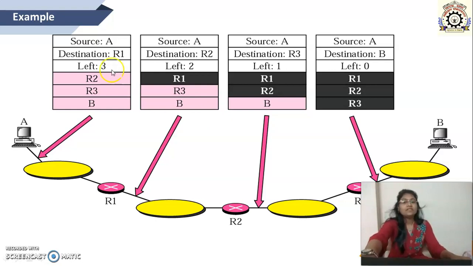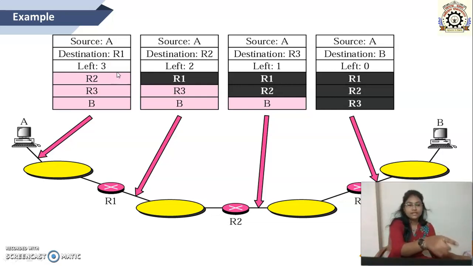And segments left is equal to 3. Left equal to 3 means that after forwarding from this router, it may reach R2, then R3, and then only it will reach the final destination, that is B. So we indicate that left is equal to 3, and this 3 means R2, R3 and B.